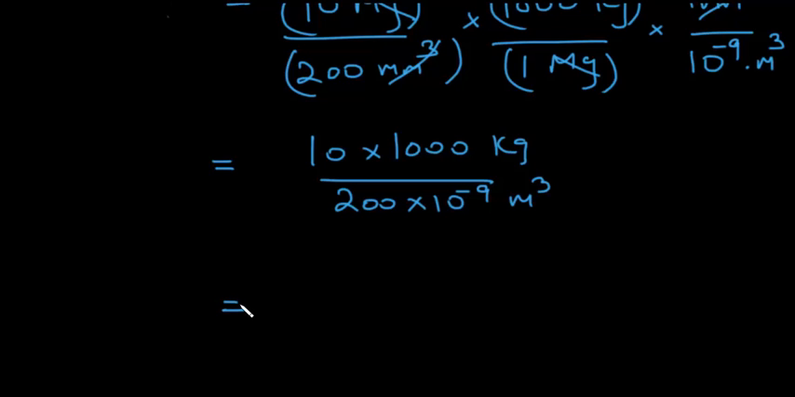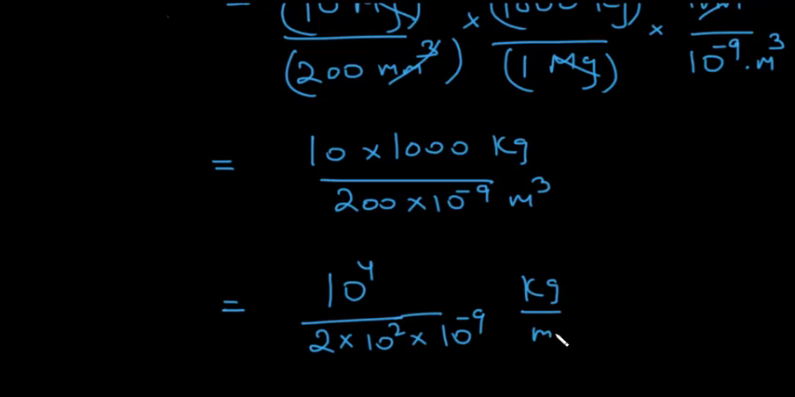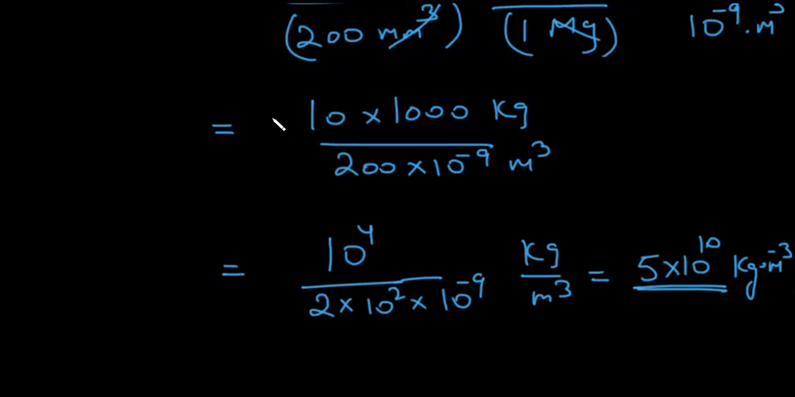So the answer will be 10 to the power 4, 2 into 10 to the power 2 into 10 to the power minus 9 kilogram per meter cube, 5 into 10 to the power 10, very high density. Okay, let's do one more question.